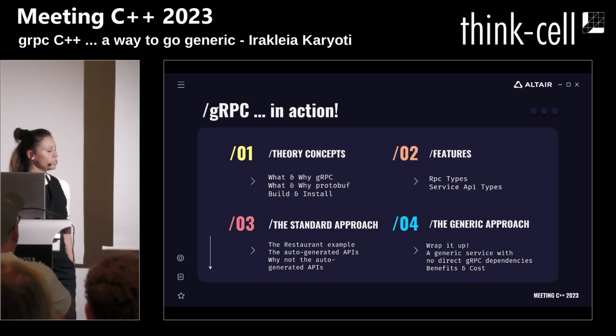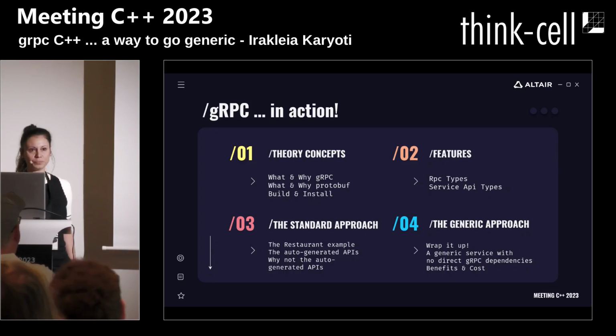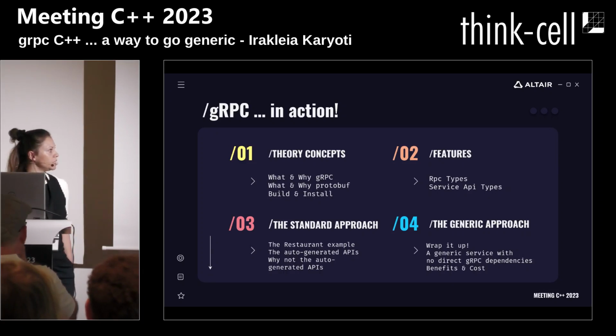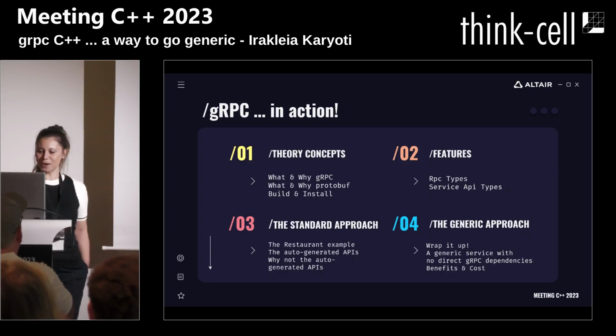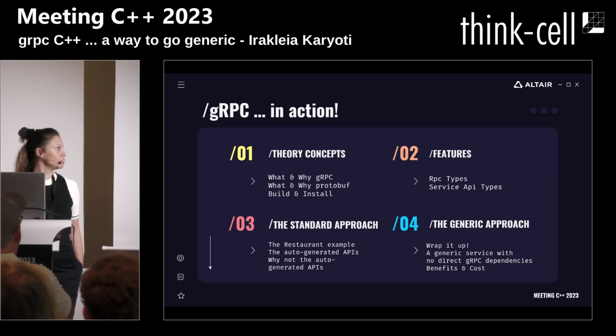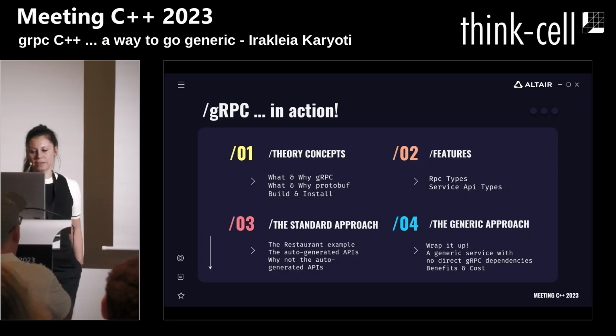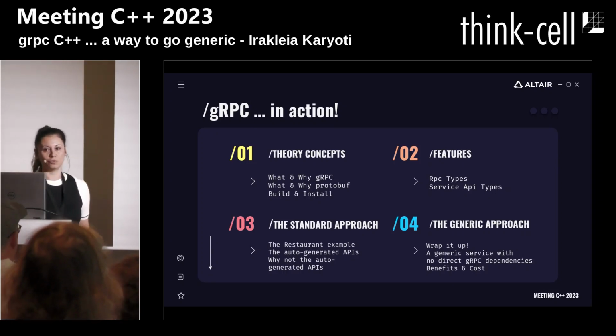We're going to see a simple example, the restaurant example, and the auto-generated APIs that are provided by gRPC, and see why we do not want to use the auto-generated APIs. And next, we're going to move to another approach by wrapping up gRPC and protobuf into a new library and make it possible to use generic services that have no direct gRPC dependencies. See the benefit we get, of course, that goes along with some cost.